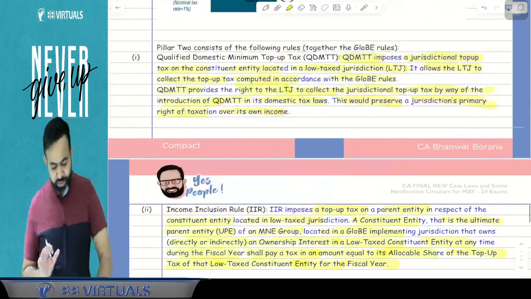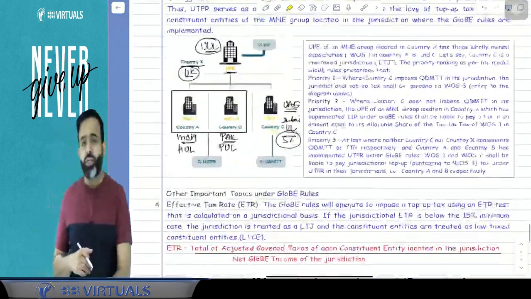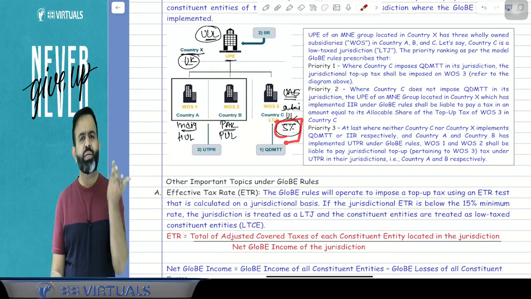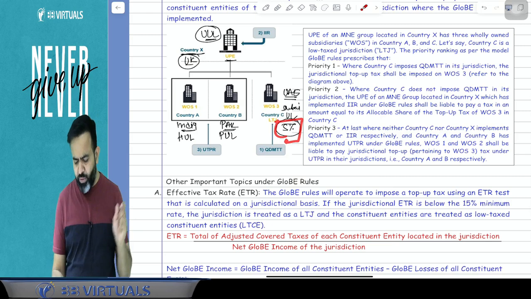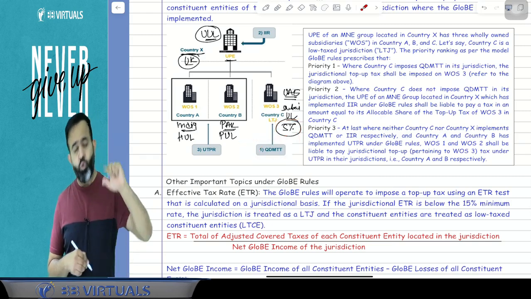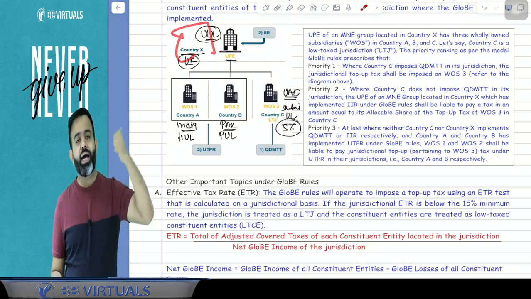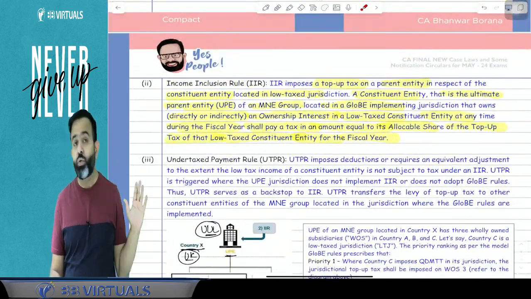There are two types. One is QDMT, and now we are discussing IIR. Now what is the QDMT? Suppose Dubai's tax rate is only 5%, but the minimum tax should be 15%. So Dubai charges the excess 10%, which is known as the QDMT. But suppose Dubai is not charging the QDMT, then guys, the UK will charge the IIR, that is the income inclusion rule.